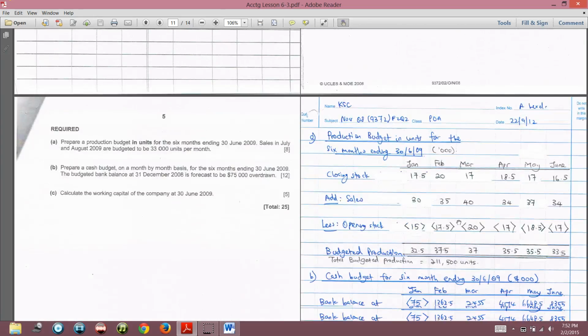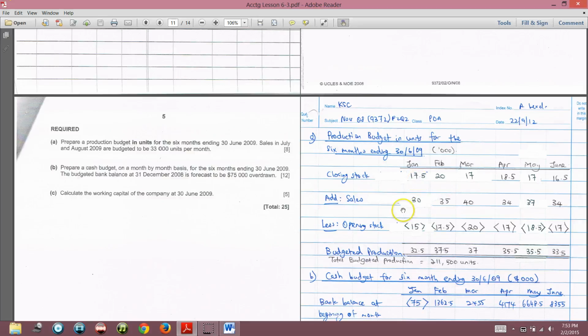So that means at 1 January 2009, I'm the production manager. I'm given 15,000 stock. So that will ease my burden of production, because since it's given to me, I need to produce less. So that's why less opening stock. But the thing is, I need to produce enough for my required closing stock.